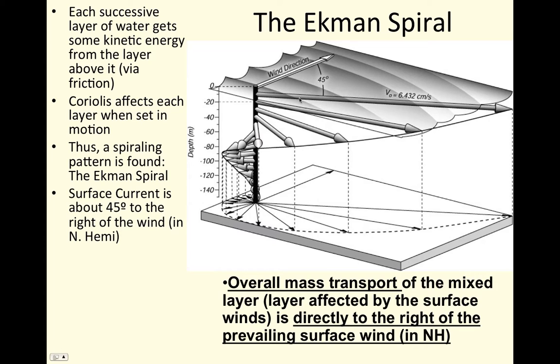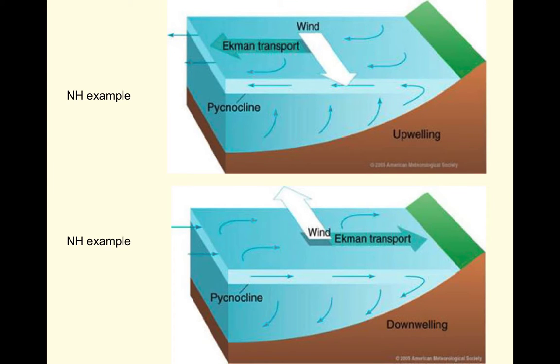By that I mean if you integrate or add up all these directions and all the current movement within the Ekman spiral, the net direction is for the net transport of that mixed layer to be exactly to the right of the prevailing wind at the surface. This has major effects in places along the coast.